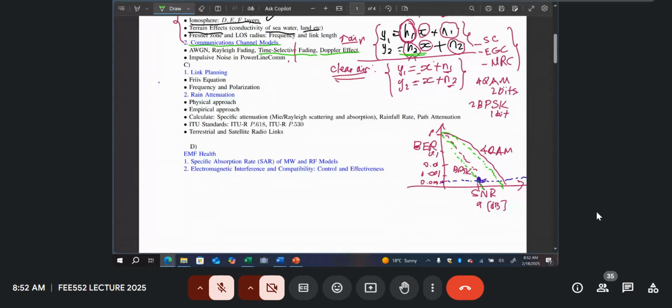The other one is impulsive noise in power line communication. Let's say you want to communicate from an upstairs office to a lower office using a power line as a communication channel. So you have some coupler that you connect to your laptop into the 3-pin socket for power.